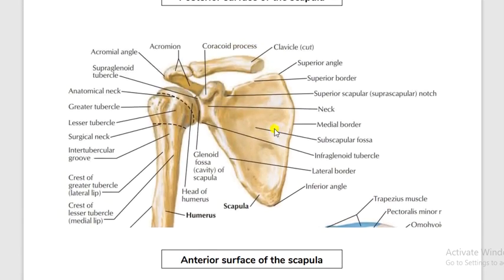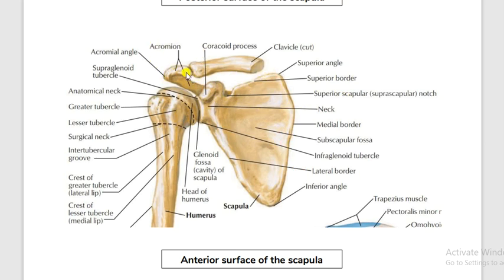So this is the subscapular fossa here. You can see it here, subscapular fossa. We can see the medial border here, lateral border here, superior border here, the superior angle, the suprascapular notch, the neck, and these are the components.